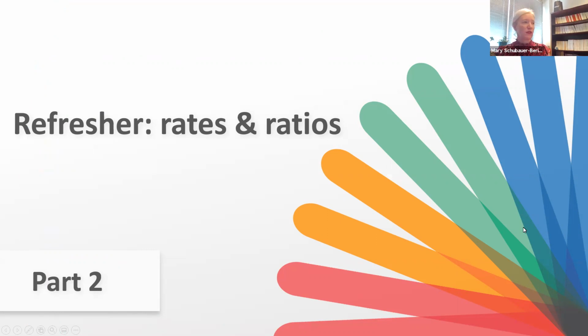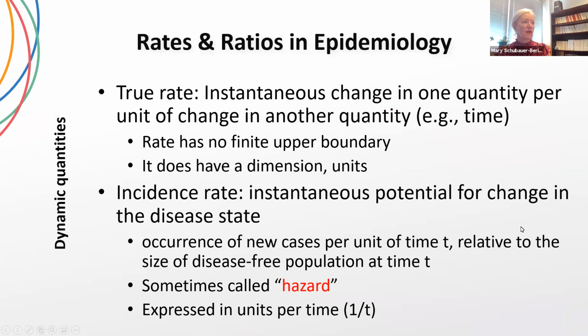So a true rate can be distinguished from a ratio in the sense that it's a dynamic quality. It's an instantaneous change in one quantity per unit of change in another quantity. And that quantity for epidemiologists is usually time. The rate has no finite upper boundary, unlike a ratio, and it does have a dimension, units. An incidence rate, therefore, is an instantaneous potential for change in the disease state.